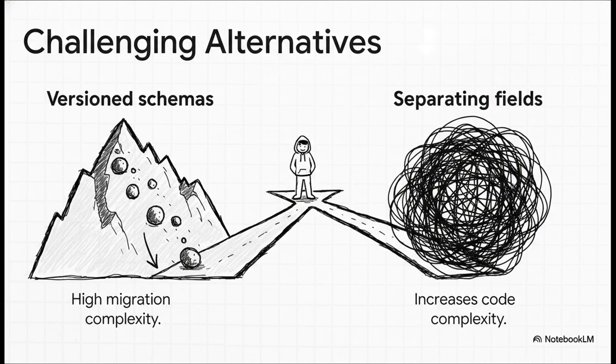Now, look, there are other ways to design something like this. They could have used version schemas, but that means you're dealing with really complex and sometimes risky data migrations. Or they could have separated the stable fields from the changing ones, but that makes the code itself way more complicated to write and reason about. There really are no easy answers here.